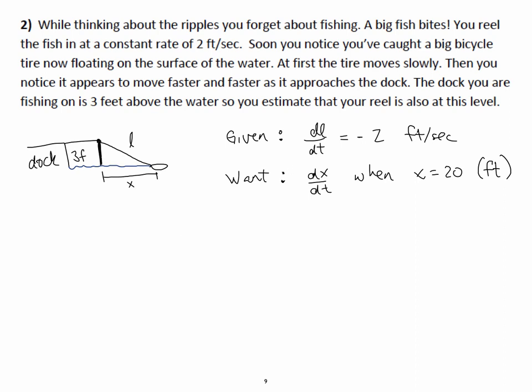Okay, so we're given a rate of change of L. We want a rate of change of x. So the quantities involved are x and L, right? So what do we know that relates x and L? This is a right triangle, right? So x squared plus 3 squared equals L squared.